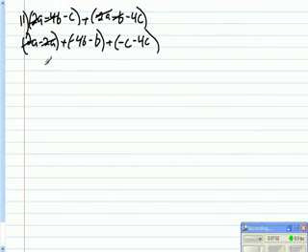2a minus 2a, well, those cancel each other out, they're done. Negative 4b and negative b is negative 5b. Negative c and negative 4c is negative 5c. Number 13.